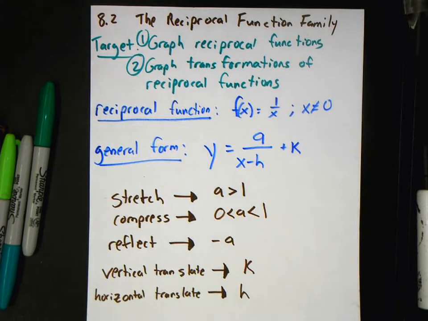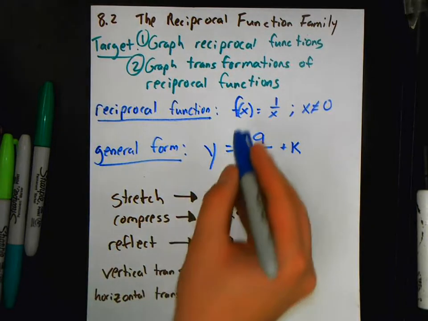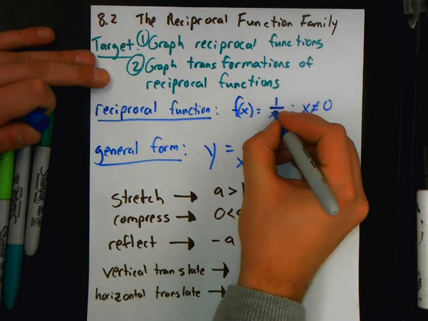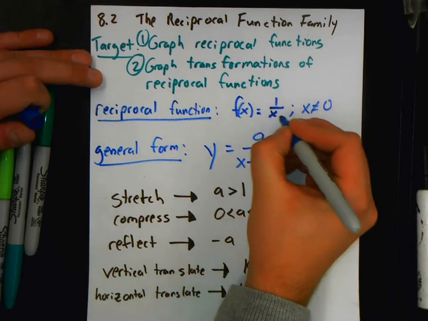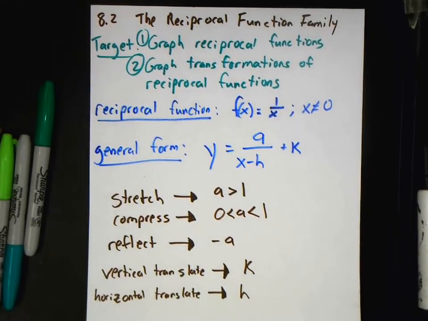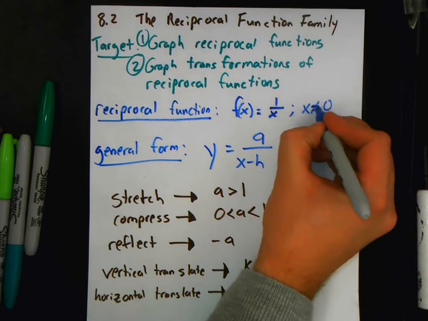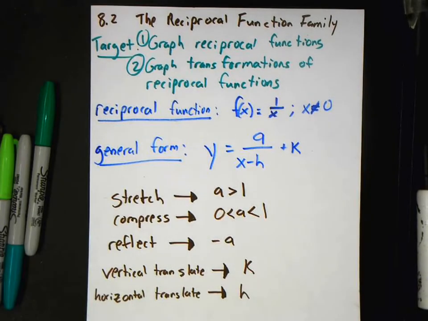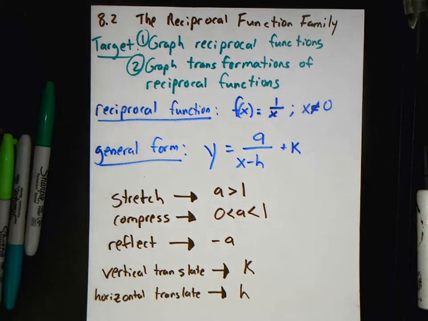So a reciprocal function is anything that has your x in the denominator. For example, if you have f of x equals 1 over x, where your x is in the denominator, the only restriction is that x cannot be equal to 0, because if it's equal to 0, you can't divide any number by 0. That's the most basic one that there could be.